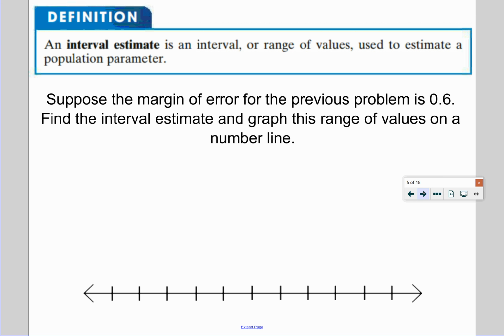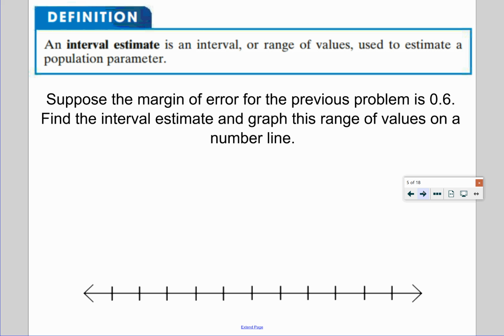So we don't just want to say, well, we think the mean is about 21 because we're only looking at 40 data values out of an entire population. That 21 is more than likely wrong. It's probably too high or too low. So we want to figure out, okay, what range of values does that give us? How far off could we be? And that's the interval estimate.